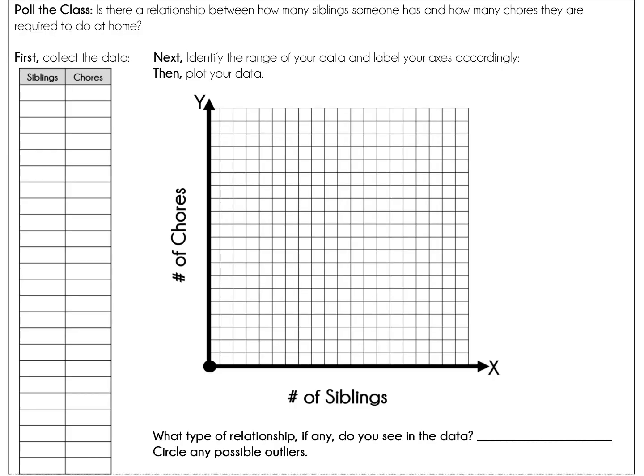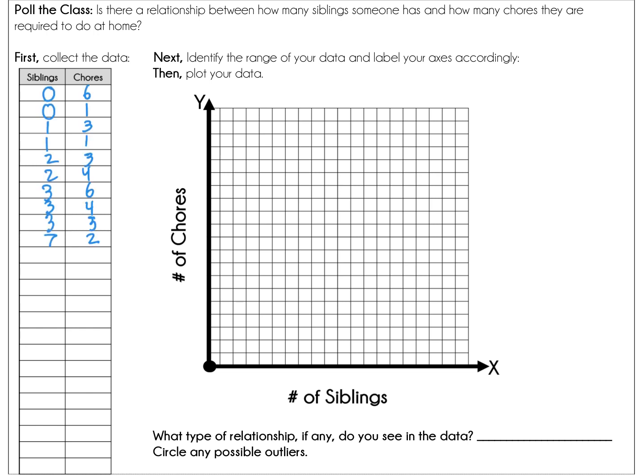Next, we are going to construct a scatter plot based on the data gathered from our poll of the class. Is there a relationship between how many siblings someone has and how many chores they are required to do at home? For the purposes of the video, I will be making up the data. However, in class, we are going to use the actual data we collect.